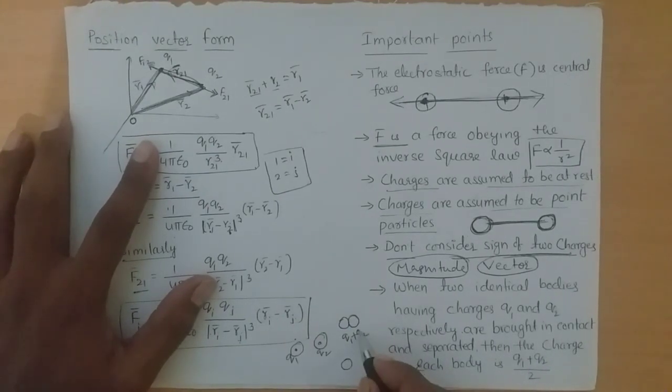This charge will be shared equally by these two bodies. So this net charge will be divided equally between these two bodies. That means q1 plus q2 by 2 on this one, and this one also has q1 plus q2 by 2. This is the meaning of this.